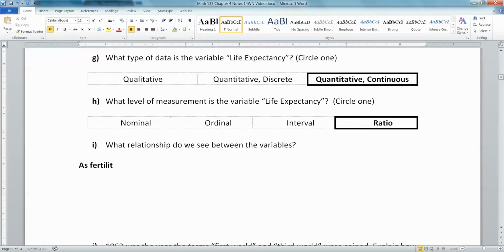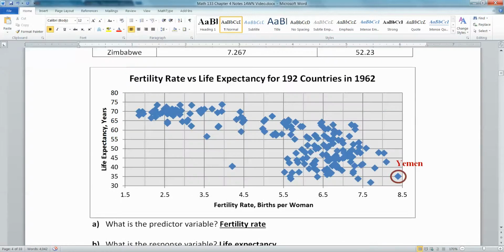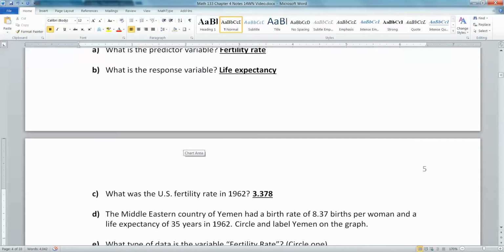All right, now what type of relationship do we see between the variables? As fertility grows, life expectancy decreases, goes down. This is called a negative relationship, right? So as the one thing goes up, the other thing goes down. Over here on the right, we have high fertility rate, low life expectancy. Over here on the left, we have low fertility rate, high life expectancy. See?